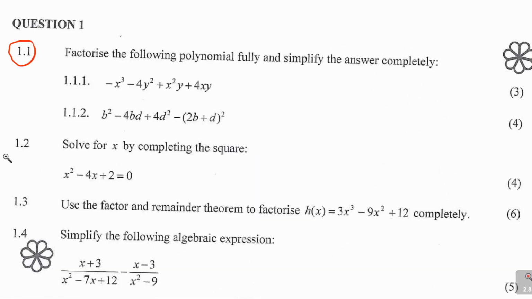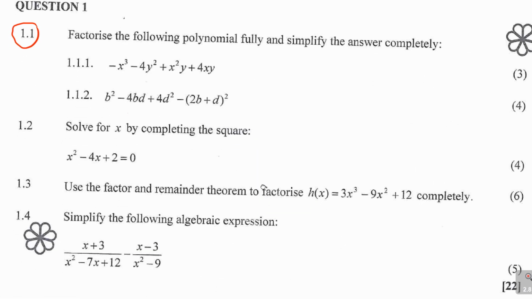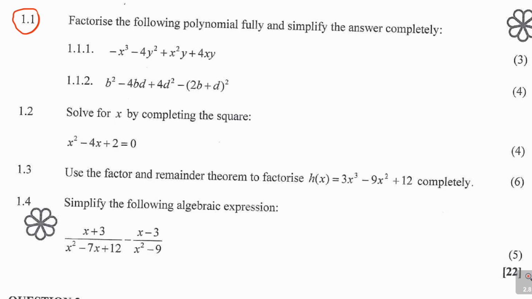Solve for x by completing a square. This was standard. They gave it good marks, 4 marks. And remember, when you're completing a square, you take 2 to the other side so that it will become what? x squared minus 4x is equal to negative 2.